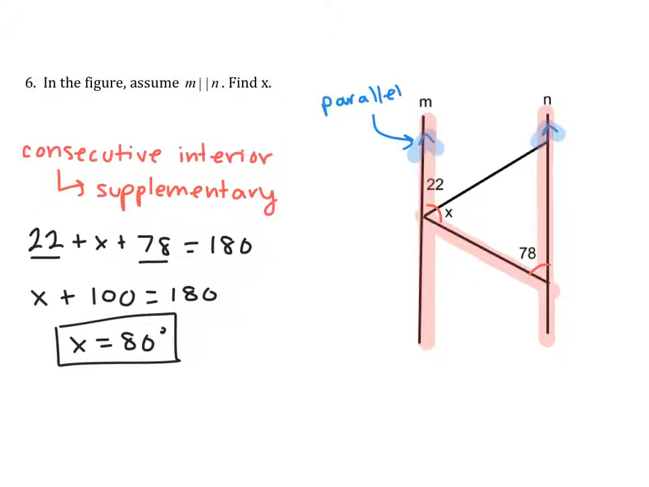Now there is a different way we can go about solving this problem if that didn't really jump out at you. Let me erase this line. So we can also use this other line as our transversal.